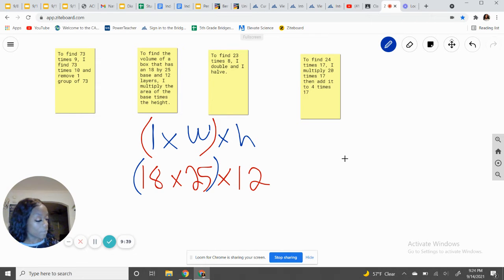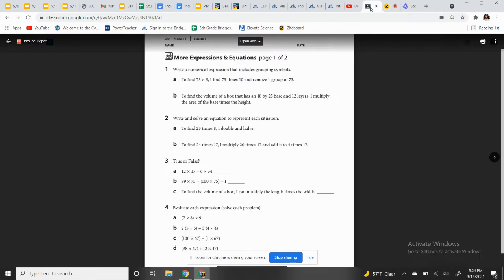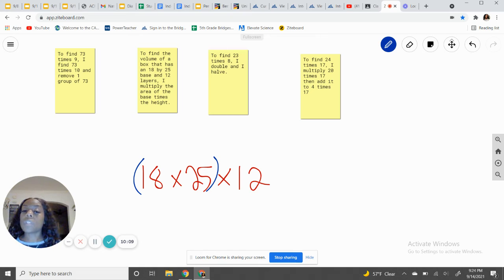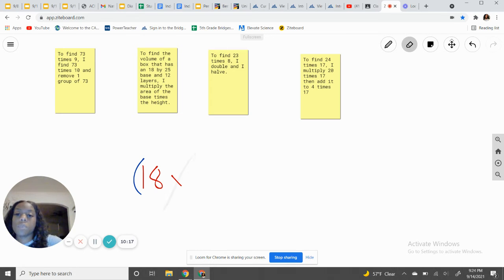Pause this video if you need to do that. Oh, actually, we don't need to do that. Miss Tam, we don't need to do that. Why? Because we're not solving. Write a numerical expression that includes grouping symbols. So we have satisfied 1b. We've satisfied it because we've got 18 times 25 in parentheses times 12. That is number 1b.